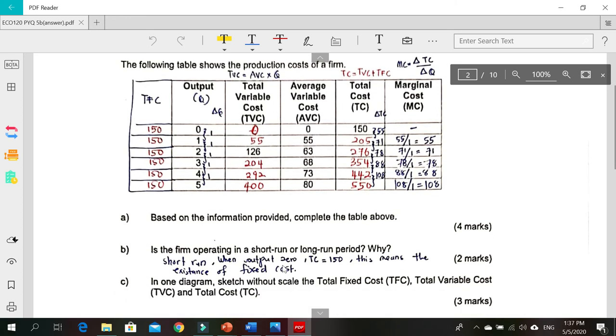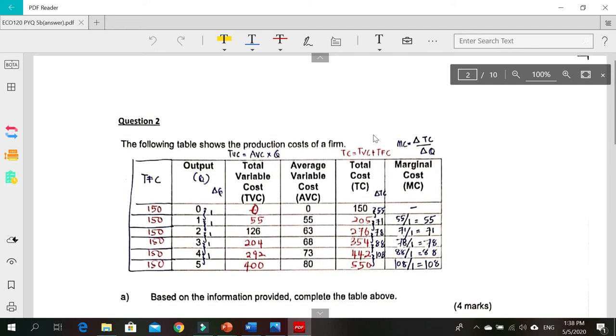Okay, is the firm operating in short run or long run? So your answer will be short run. Walaupun dia tak ada tulis pasal fixed cost here, you boleh tahu kewujudan fixed cost sebab when the output equals to 0, TC equals to 150. Masa output equals to 0, TC kita 150. This means that the existence of fixed cost. So 150 itu apa? Itu adalah fixed cost.